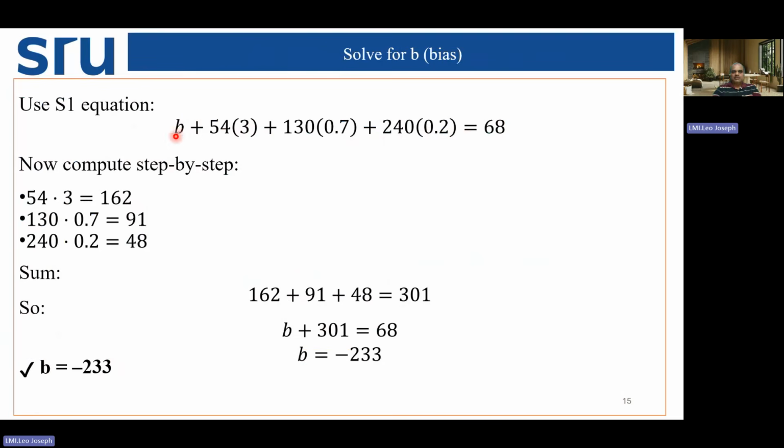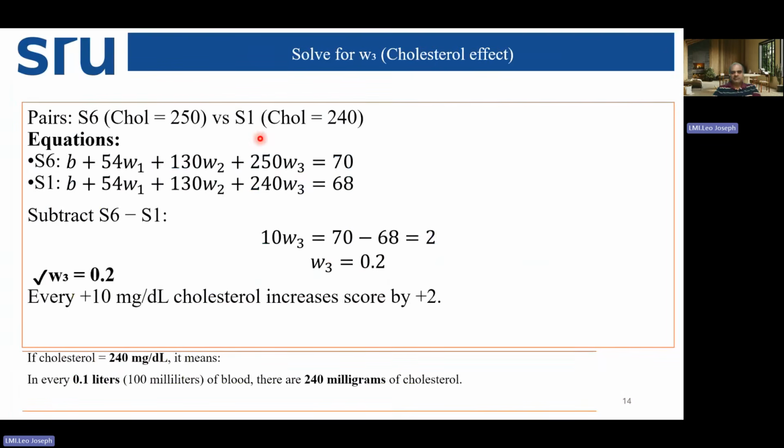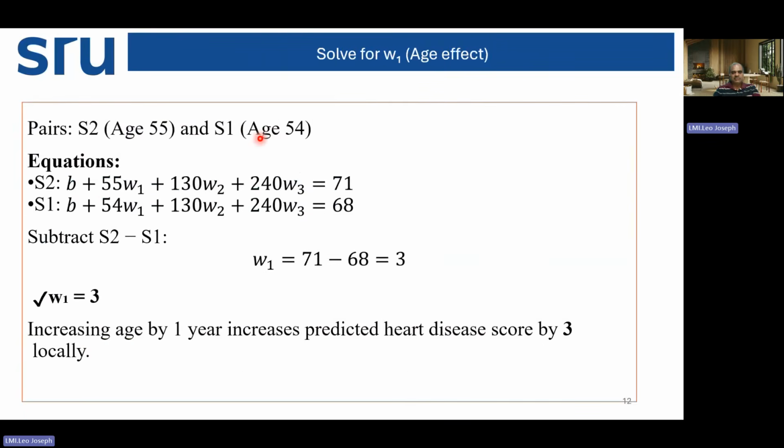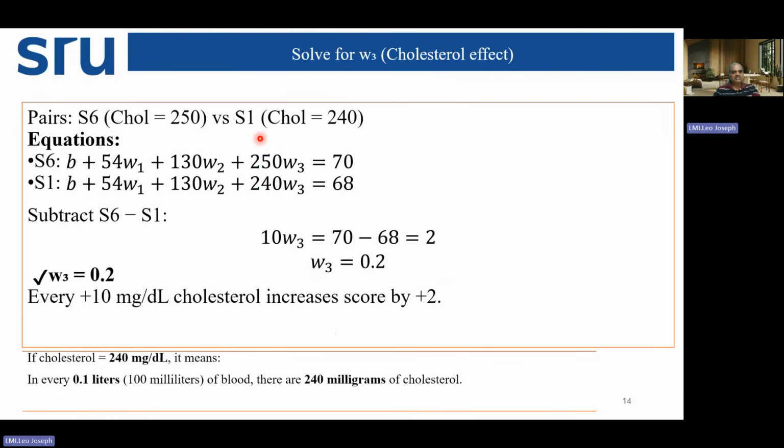So what we are doing, B plus 54, how 0.7, 0.2 means here it is. W3 is 2, that is 0.2. This is 0.7 mm of Hg. That's why it is converted into this. Age will be maintained as it is. Okay, these things are, I think it is clear.